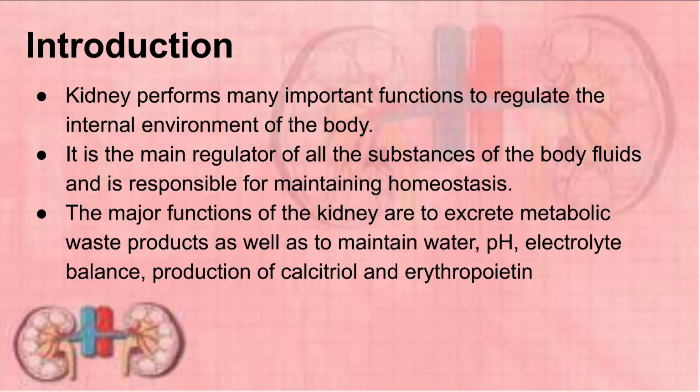Today in this video we will talk about the structure and functions of the kidney and the formation of urine. Introduction. The kidney performs many important functions to regulate the internal environment of the body. It is the main regulator of all the substances of body fluids and is responsible for maintaining homeostasis. The major functions of the kidney are to excrete metabolic waste products as well as to maintain water, pH, and electrolyte balance, and the production of calcitriol and erythropoietin.